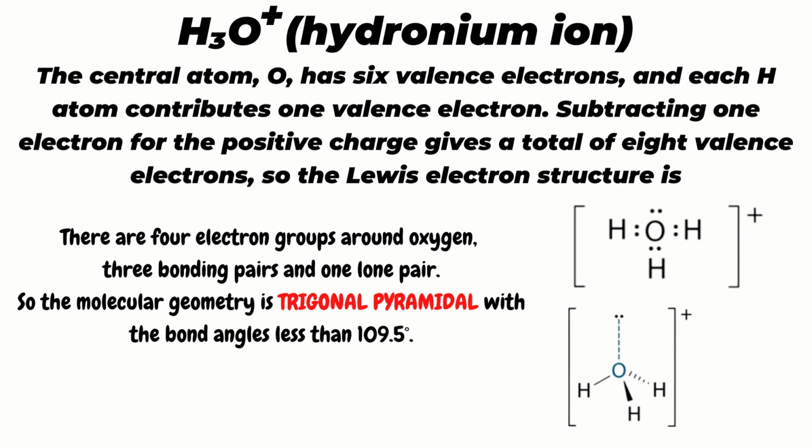Another example is hydronium ion H3O+. The central atom oxygen has 6 valence electrons and each hydrogen atom contributes 1 valence electron. Subtracting 1 electron for the positive charge gives a total of 8 valence electrons. So the Lewis electron structure is shown here. There are 4 electron groups around oxygen, 3 bonding pairs and 1 lone pair. So the molecular geometry is trigonal pyramidal with the bond angles less than 109.5 degrees.